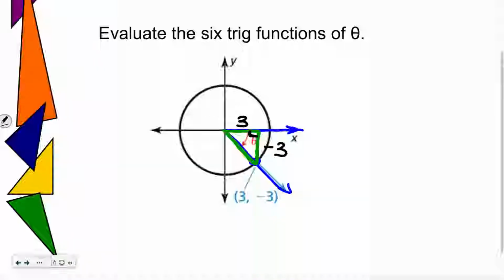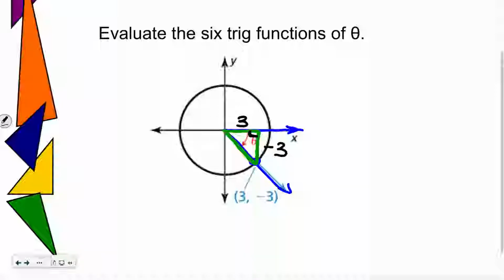In geometry, would you have ever labeled the side of a triangle negative? No, because negative distances didn't exist. On the coordinate plane, when we've got an angle in standard position, we're allowed to label the x and the y's as negatives because they're talking about direction on the coordinate plane. So we actually want the negative there, and that's important.